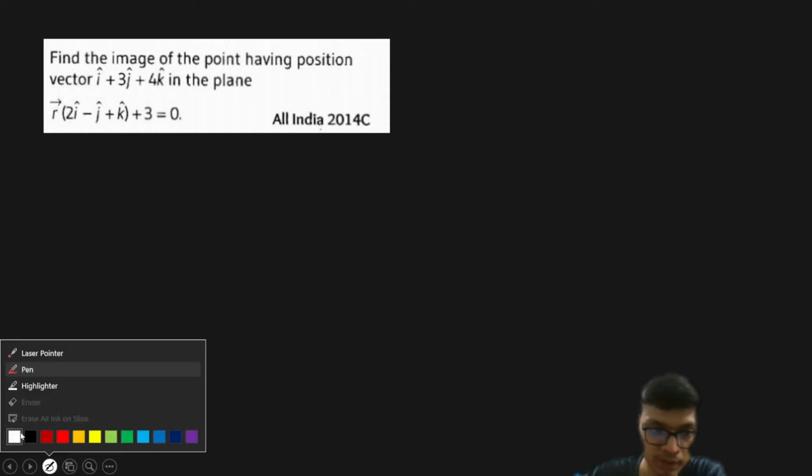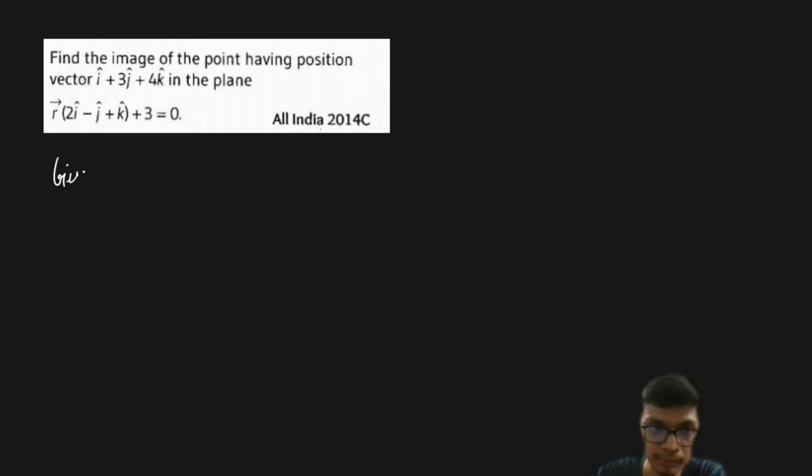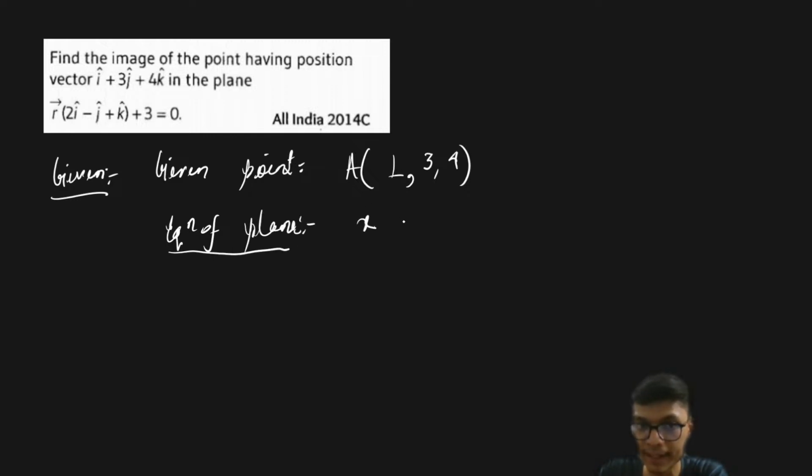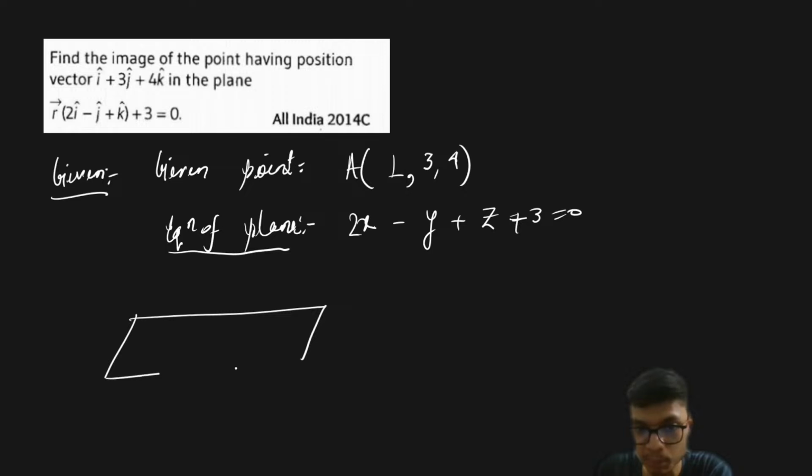right? So if you simply apply the concept, first of all, let us write the given point. The position vector of the given point is i cap plus 3j cap plus 4k cap, that is 1 comma 3 comma 4, right? And the given equation of the plane, I will write in the Cartesian form. That is basically 2x minus y plus z plus 3 is equal to 0.